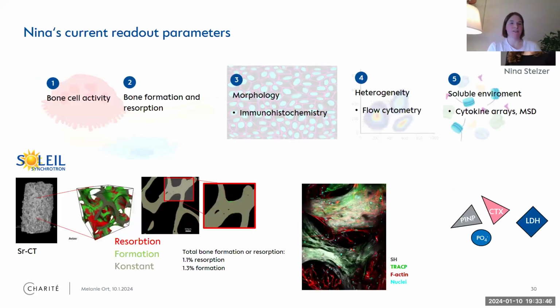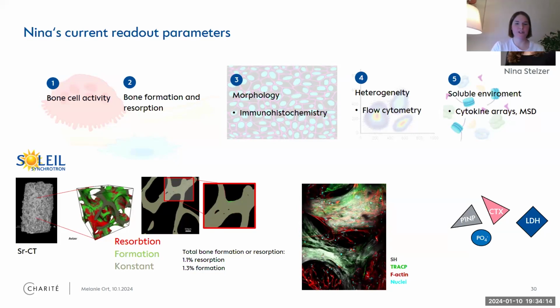Other readout parameters that Nina is currently assessing for her questions are bone cell activity, bone formation, and resorption. Here you can see again the CT, really tiny CT, super cool, and you can see bone formation and bone resorption basically in balance, because you don't want one cell type to overshoot, making a lot of bone, or the other one resorbing a lot of bone, right? Because that would be pathological.